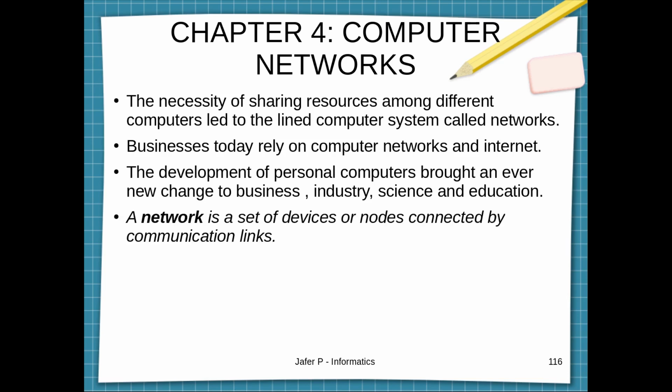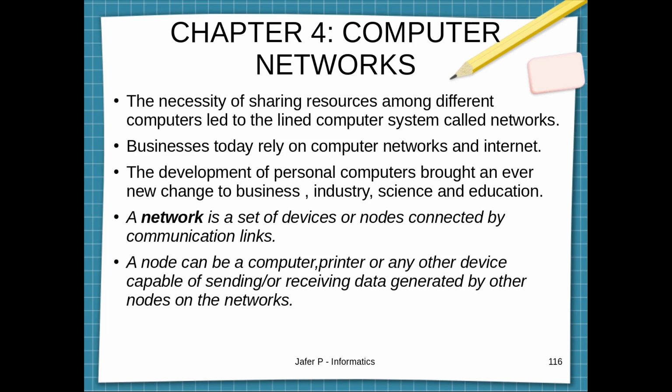Let's see what a network is. A network is a set of devices or nodes connected by communication links. Using communication links, you can connect a set of various devices and nodes. Nodes means computer systems, and there are some devices which help to transmit the data. That is called communication devices.